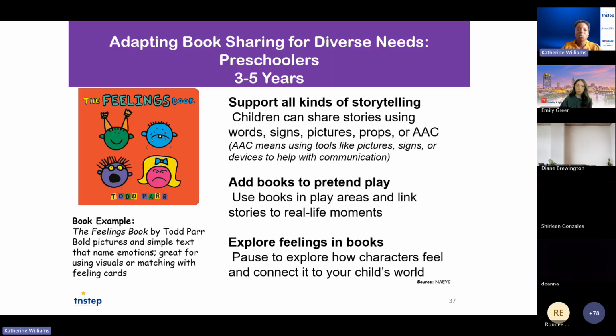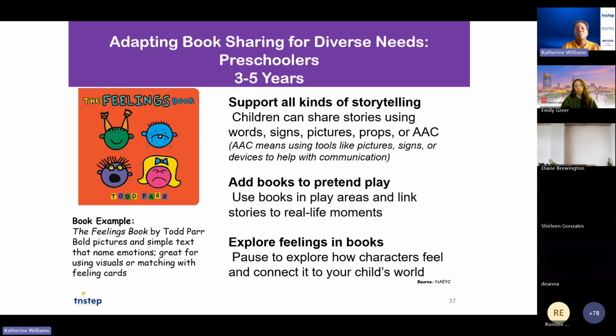And the last age group is preschoolers, ages 3 to 5. This is when they are starting to expand their language. They're starting to get more understanding about their emotions. Maybe they want to retell a story in their own way because they've heard it again and again through repetition.